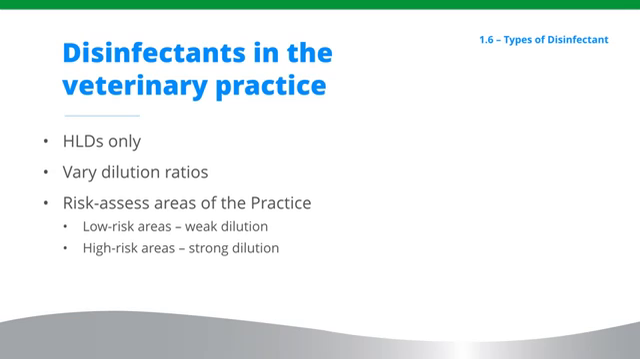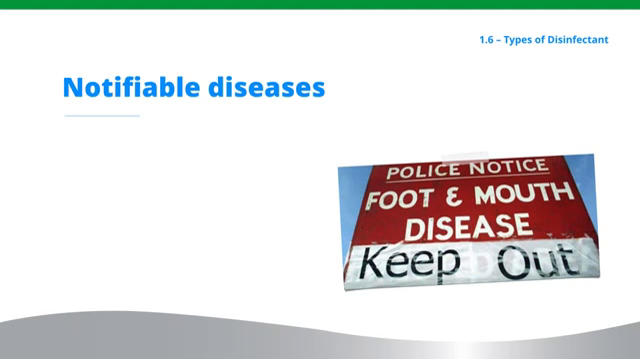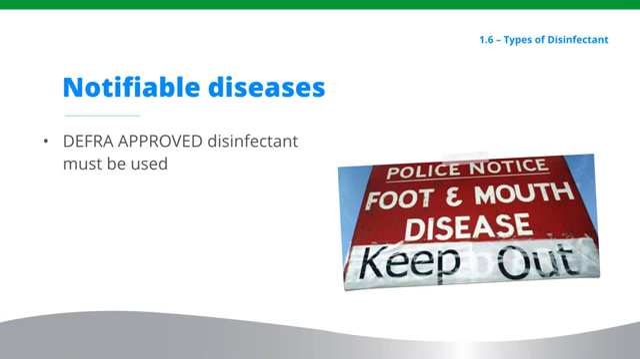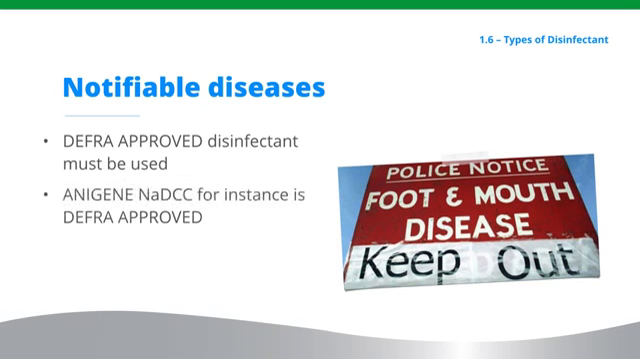Stocking a high-level disinfectant and varying the dilution at which a solution is prepared according to the level of risk will save money, space, and staff training routines. We'll be considering dilution issues again in more detail in other sections. If there is an outbreak of a notifiable disease, a registered disinfectant must be used. We will go into more detail on notifiable diseases in Section 2, but for now it is worth noting that Anagene NADCC is listed for use against many notifiable or general orders diseases on the DEFRA website.